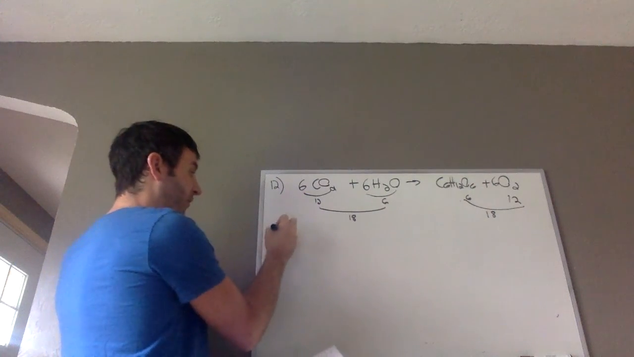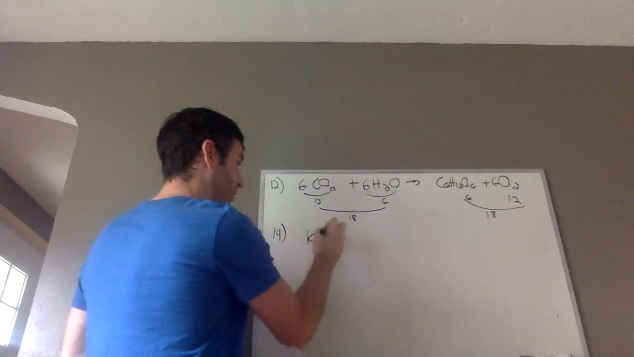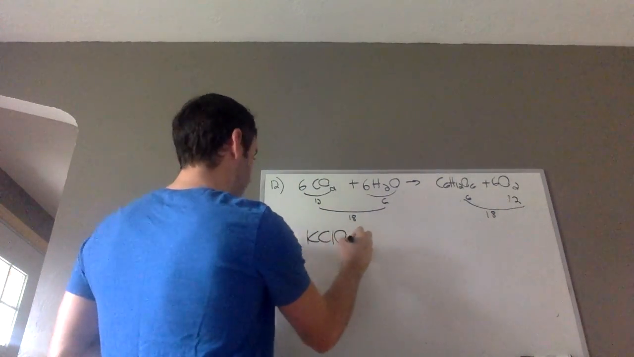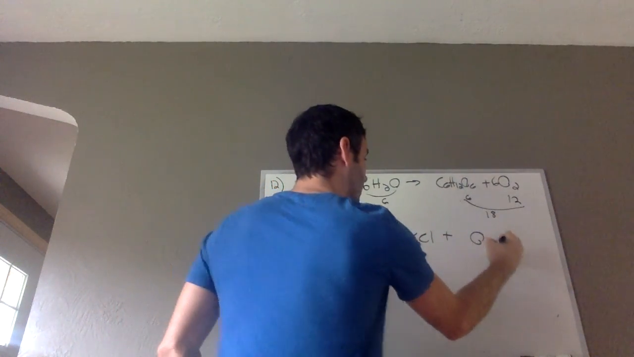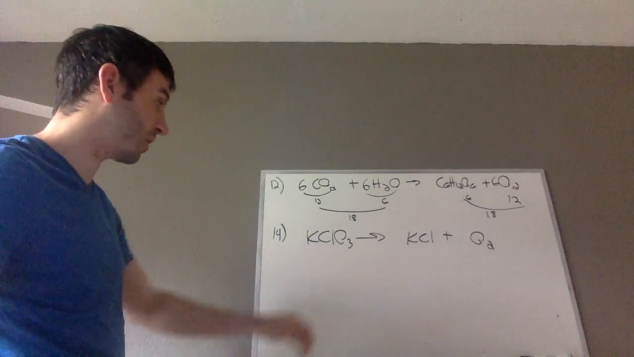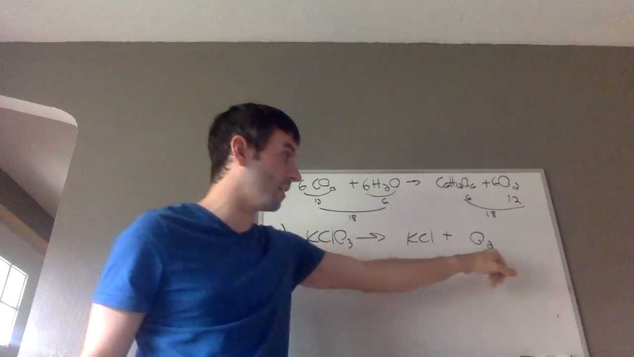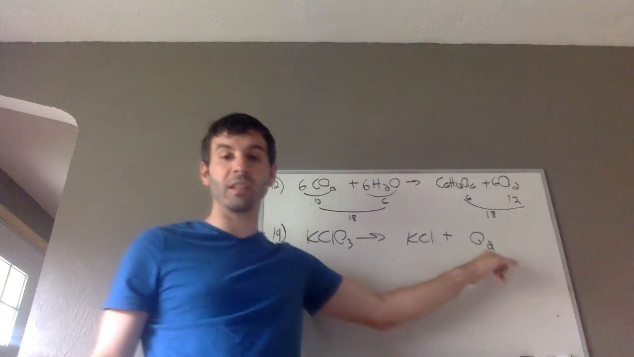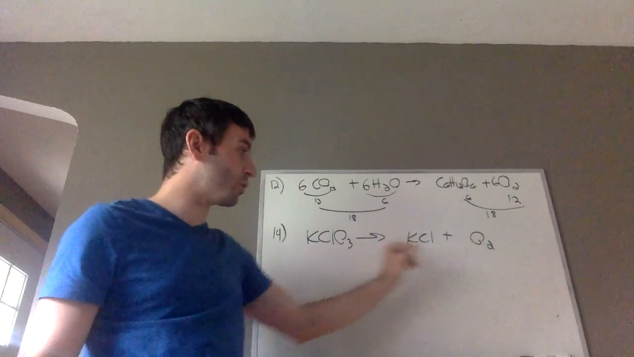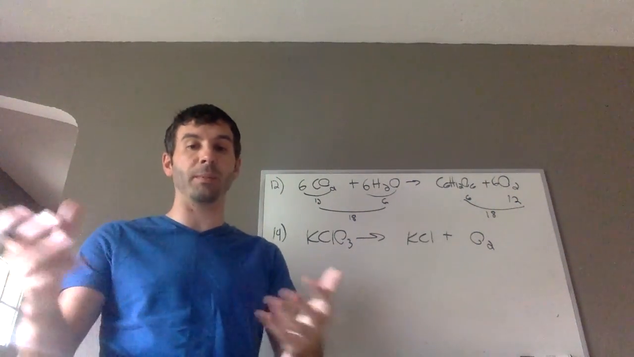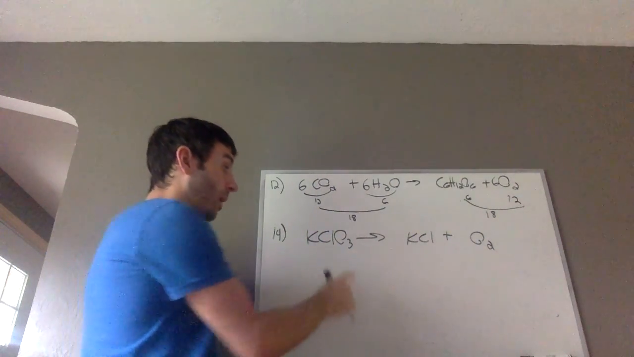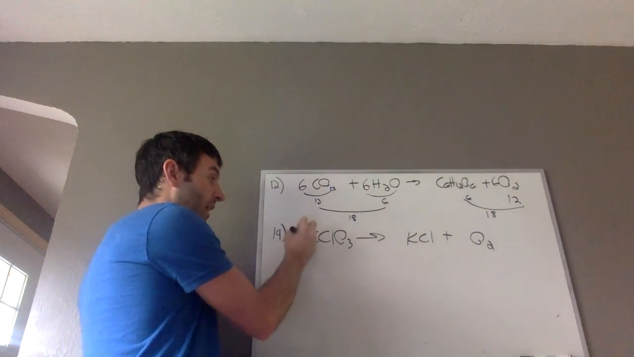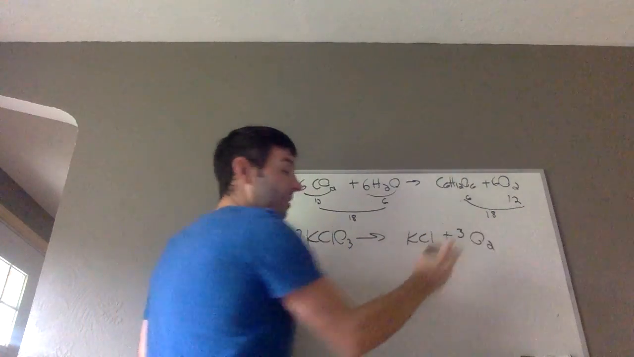How about try number 14? So potassium chlorate decomposes into potassium chloride and oxygen gas. Okay, so this one, the first thing you notice is oxygen, there's 3 here and 2 here. I did one of these in the notes. If you have a 2 and a 3, you have to find the lowest common denominator. What number do 2 and 3 both go into? 6. So I need to make 6 oxygens on the left and 6 oxygens on the right.